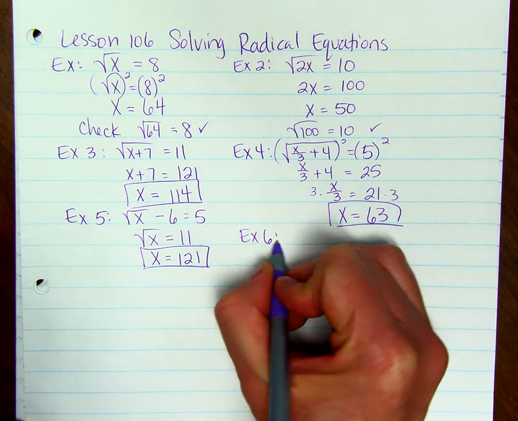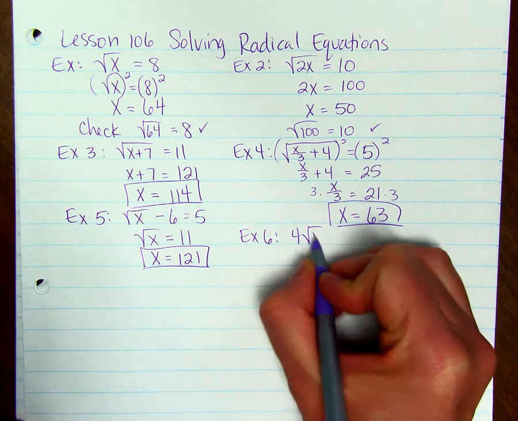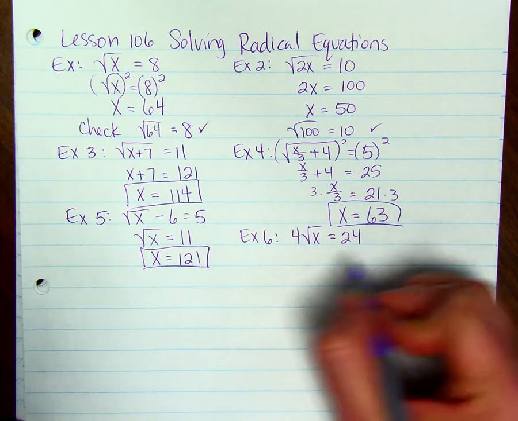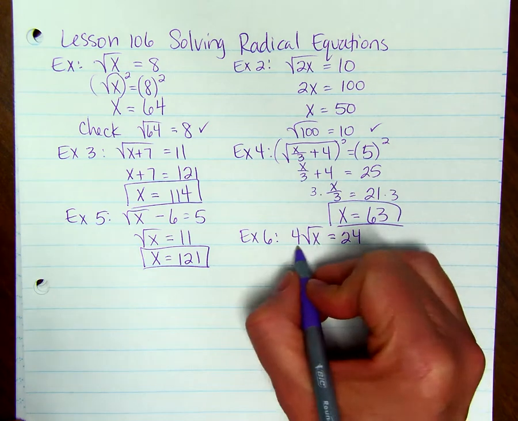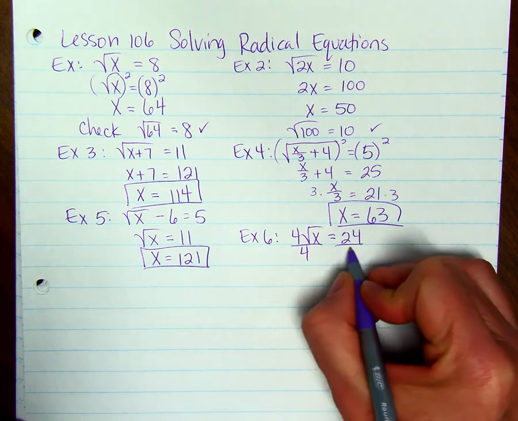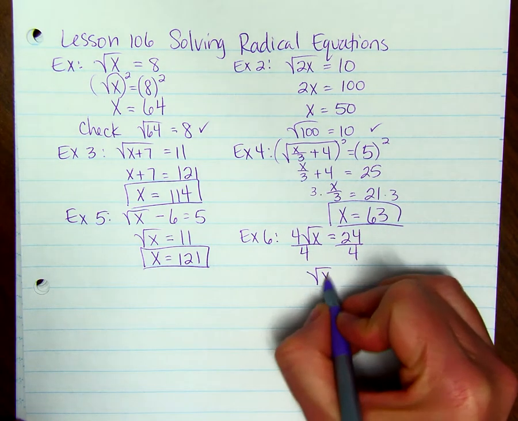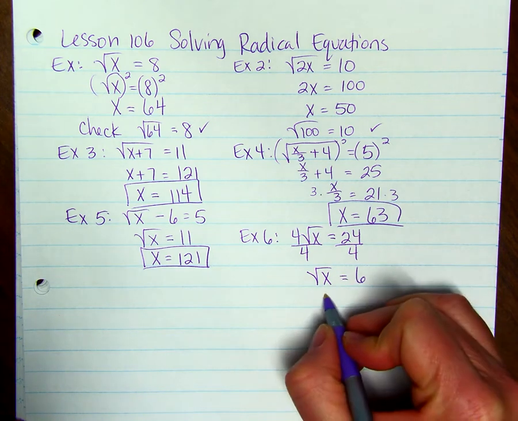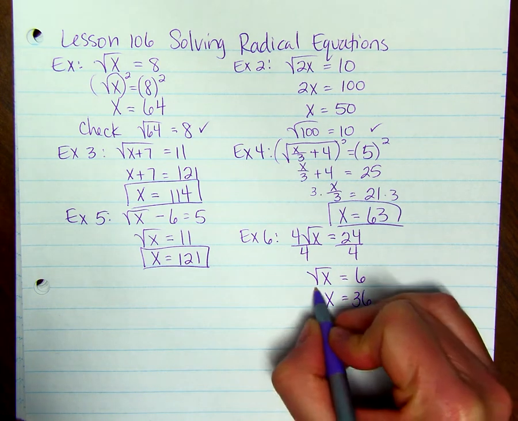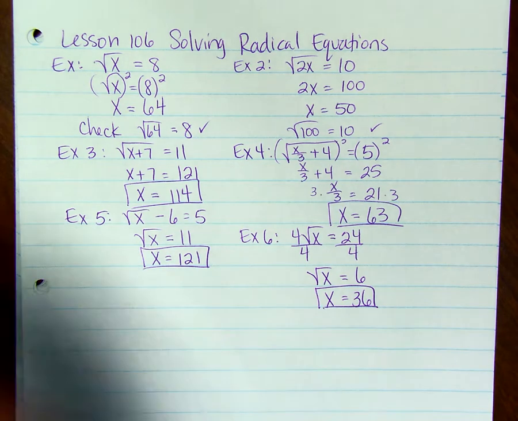Example 6, we have 4 square roots of x equals 24. We need to get that term, the square root, all by itself. So we're going to divide both sides by 4. The square root of x equals 6. Square both sides, x is going to be 36.